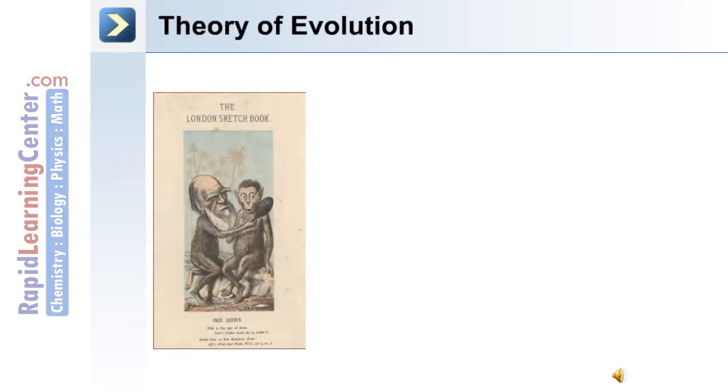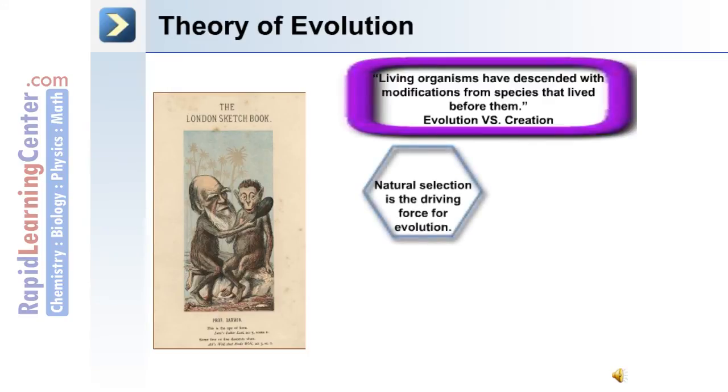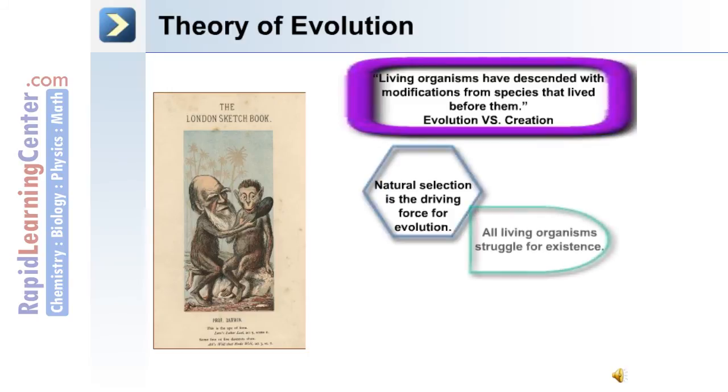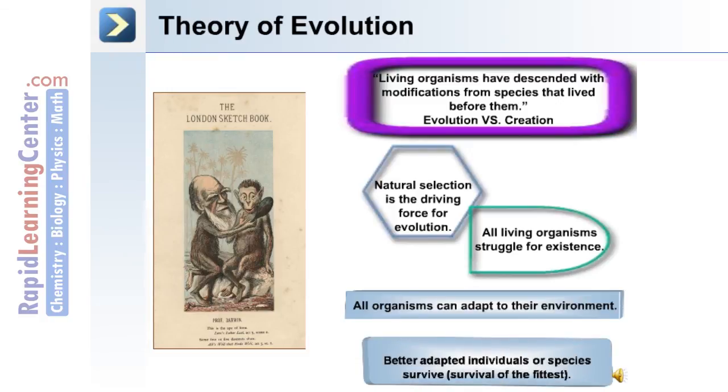Theory of evolution. Professor Darwin. Living organisms have descended with modification from species that lived before them. Evolution versus creation. Natural selection is the driving force for evolution. All living organisms struggle for existence. All organisms can adapt to their environment. Better adapted individuals or species survive. This is survival of the fittest.